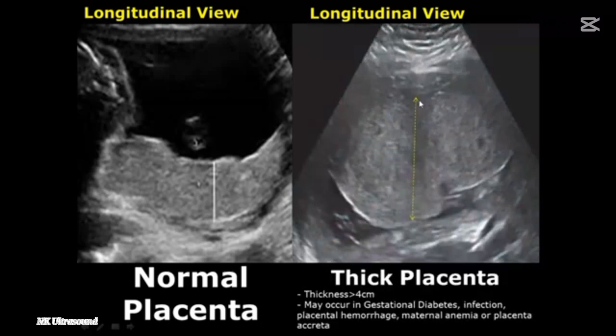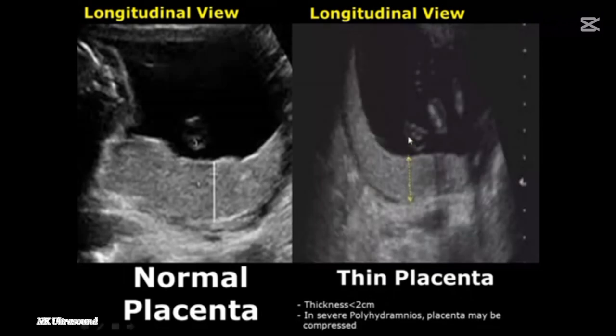A thick placenta will have a thickness of more than 4 centimeters, and it can occur in many conditions such as gestational diabetes, infections, placental hemorrhages, maternal anemia, or placenta accreta. In the setting of severe polyhydramnios, the placenta can be compressed and have a thickness falling below 2 centimeters. Then it will be a thin placenta. A thin placenta can also occur with diabetes and hypertension.